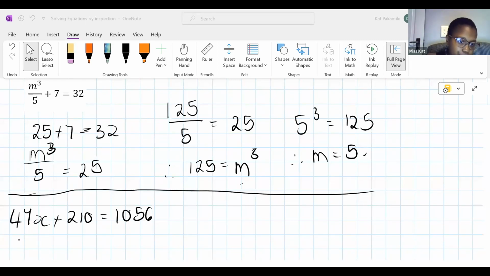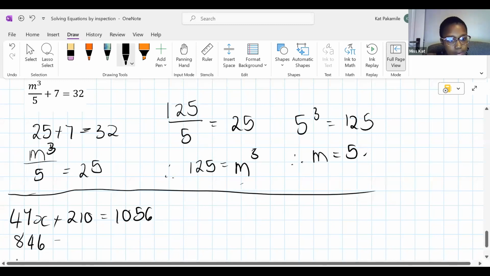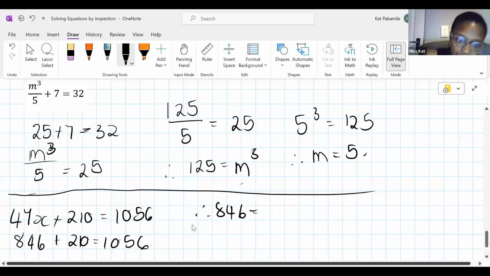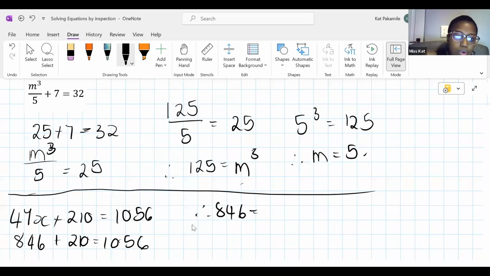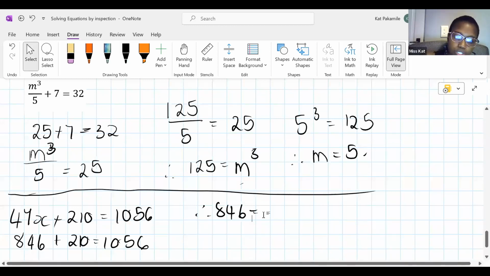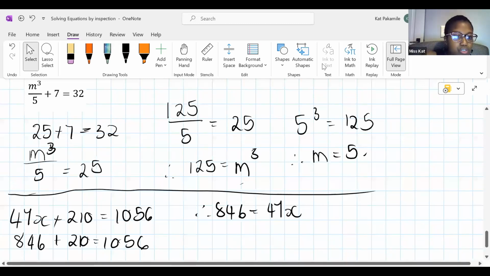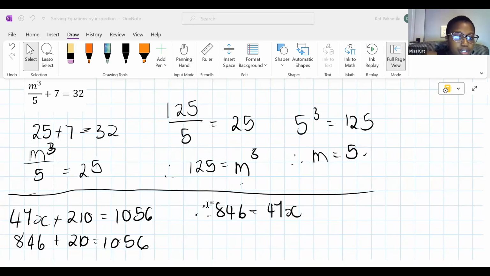846, says everyone. 846 plus 210 equals 1056. Therefore, 846 equals 47x. Right? So what times 47 will give me 846? Let's find that out. So what times 47 will give me 846? 18.